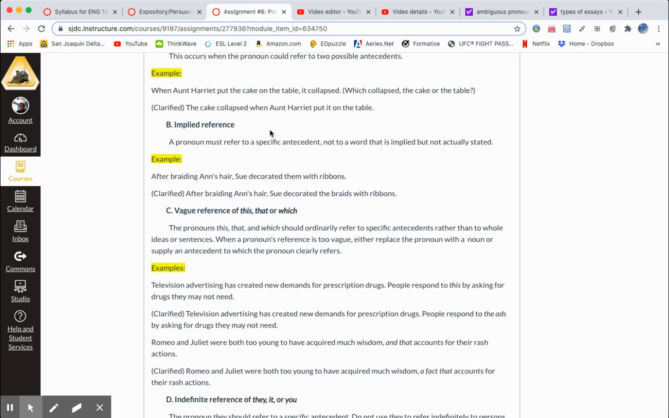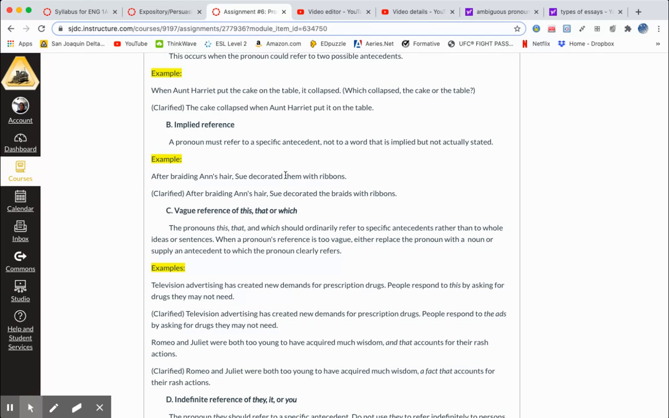Another example is called implied reference. A pronoun must refer to a specific antecedent, not to a word that's implied but not actually stated. Okay, so let's look at an example. After braiding Anne's hair, she decorated them with ribbons. Well, there's an implied reference here. After braiding Anne's hair, Sue decorated them with ribbons.